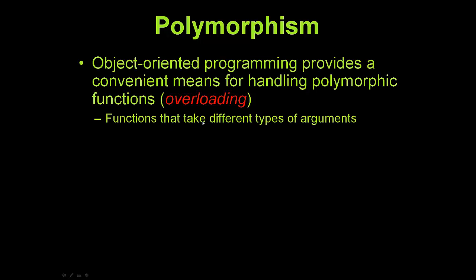Right? So this is polymorphism because for the same function, it actually does different things for different objects. So OOP allows us a very convenient means of handling what you call polymorphic functions, which means that you can actually have functions that take in different types of arguments and different numbers of arguments, right?